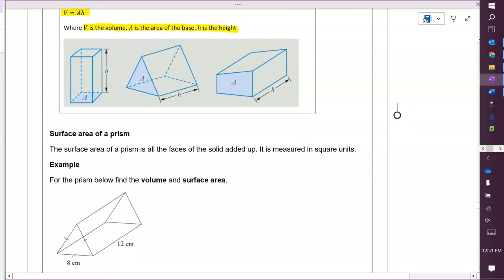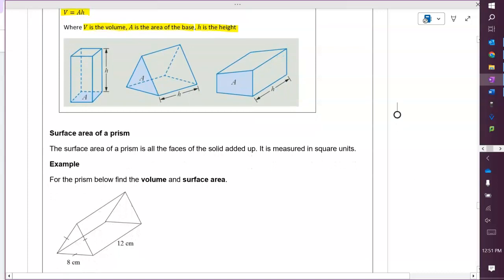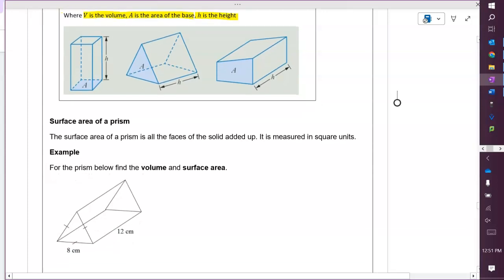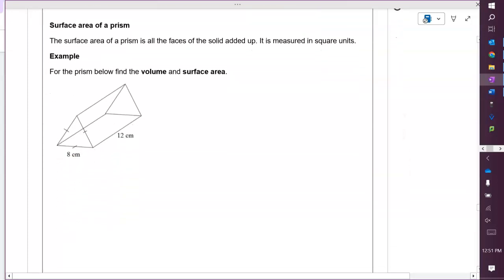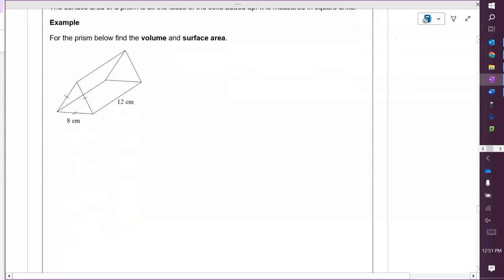The surface area is adding all the areas of all the faces together to then get that answer. So for this prism below, we need to find the volume and the surface area.